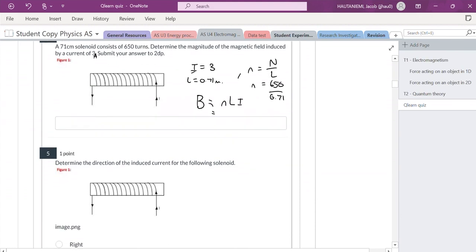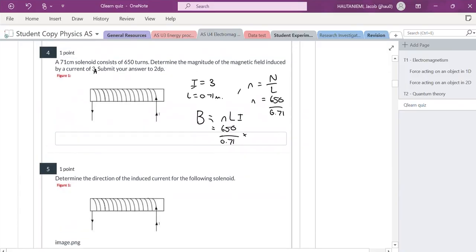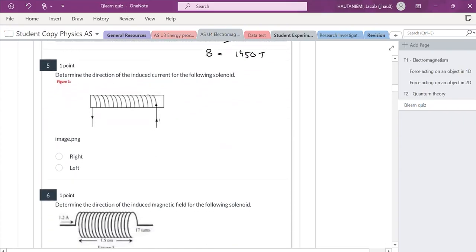Now I can't do that in my head, unfortunately, so I'm just going to substitute it in directly. That n is equal to 650 over 0.71. That's my little n, times 0.71, times my current of 3. Those two 0.71s are actually going to cancel out. So 650 times 3 is what, 1,950? And Teslas for B. Okay, determine the direction.